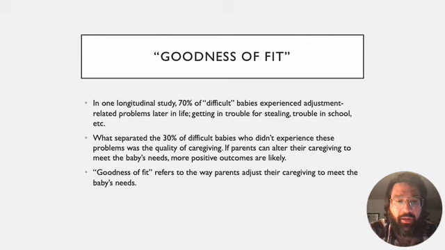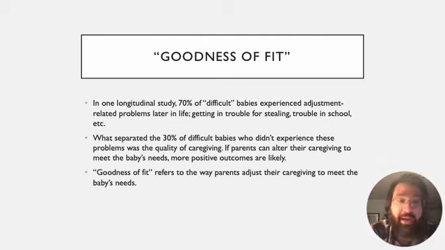And so this idea of goodness of fit comes in to describe how caregiving style has to match the baby's temperament to get the right fit. So, goodness of fit then refers to the way parents adjust their caregiving to meet the baby's needs, right? So, yeah, you might not like having a difficult baby because it's hard, because it's really demanding. But difficult babies need more, right? They just do. They just need more support in certain ways because they're just kind of difficult, right?